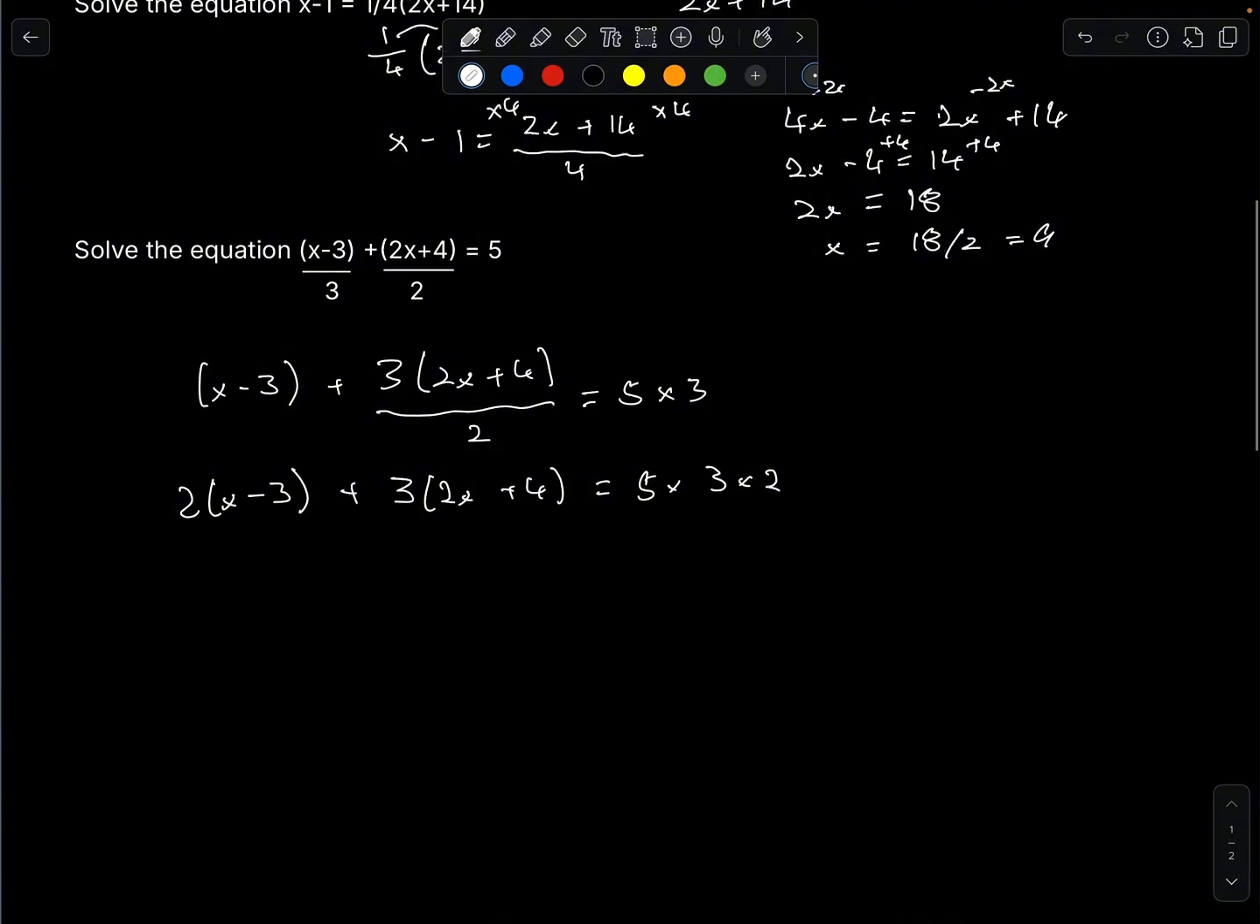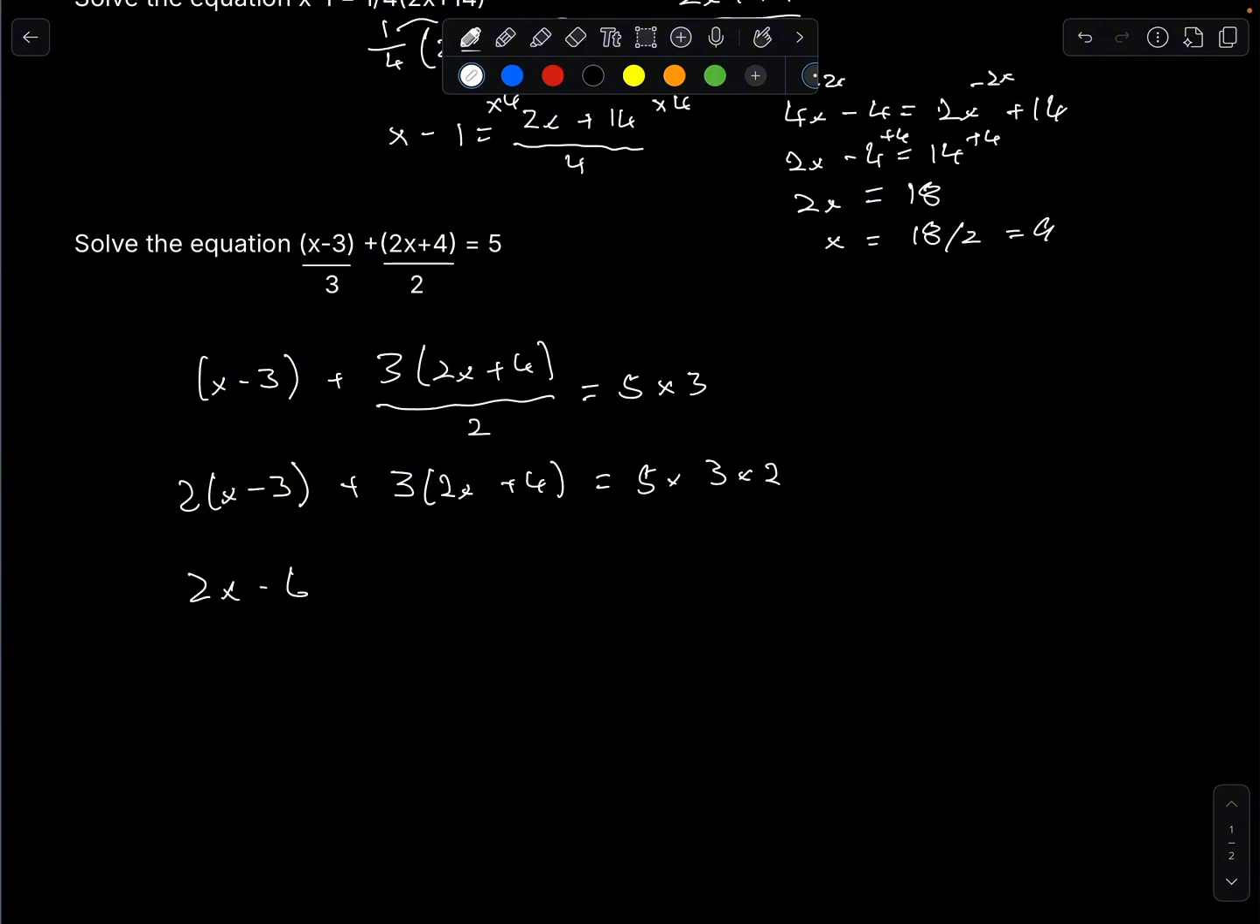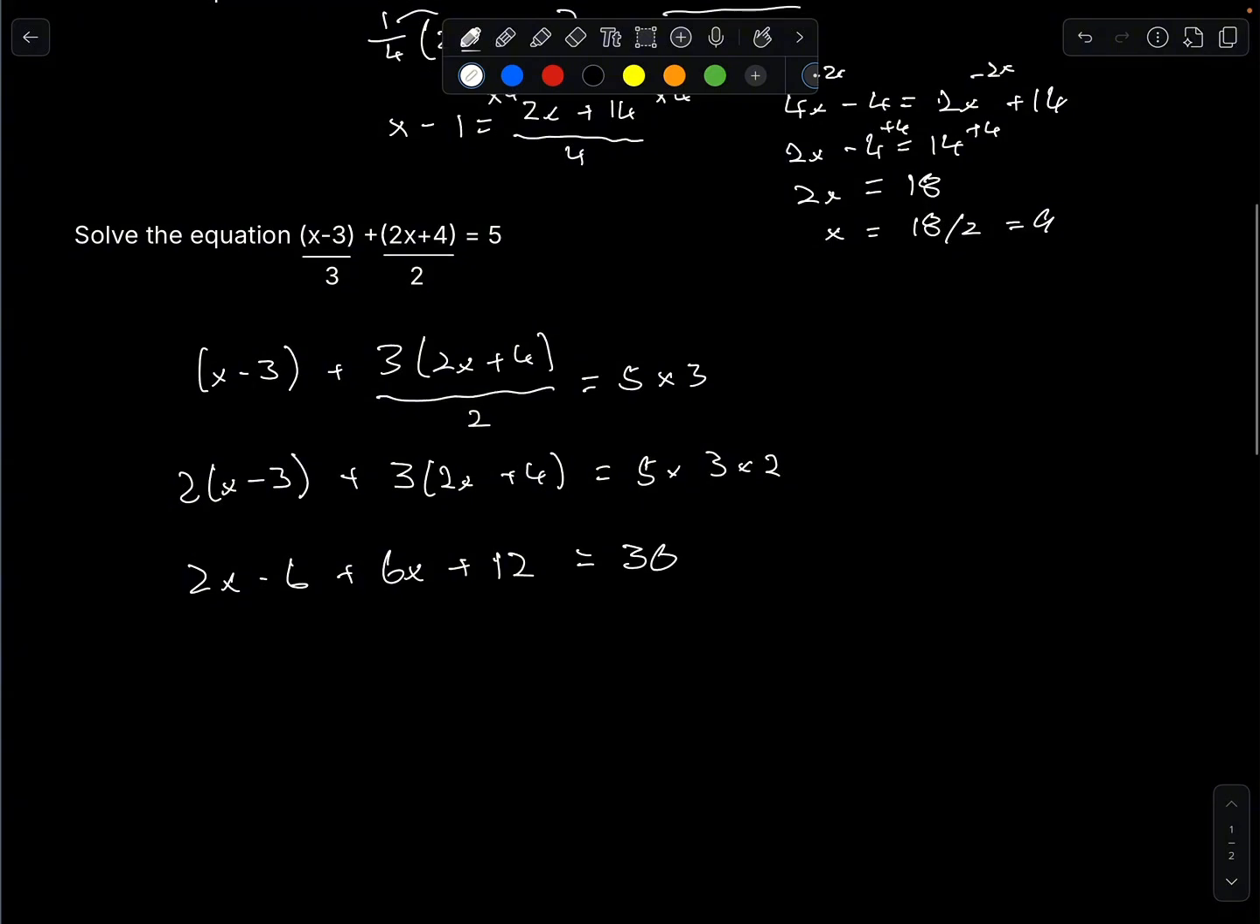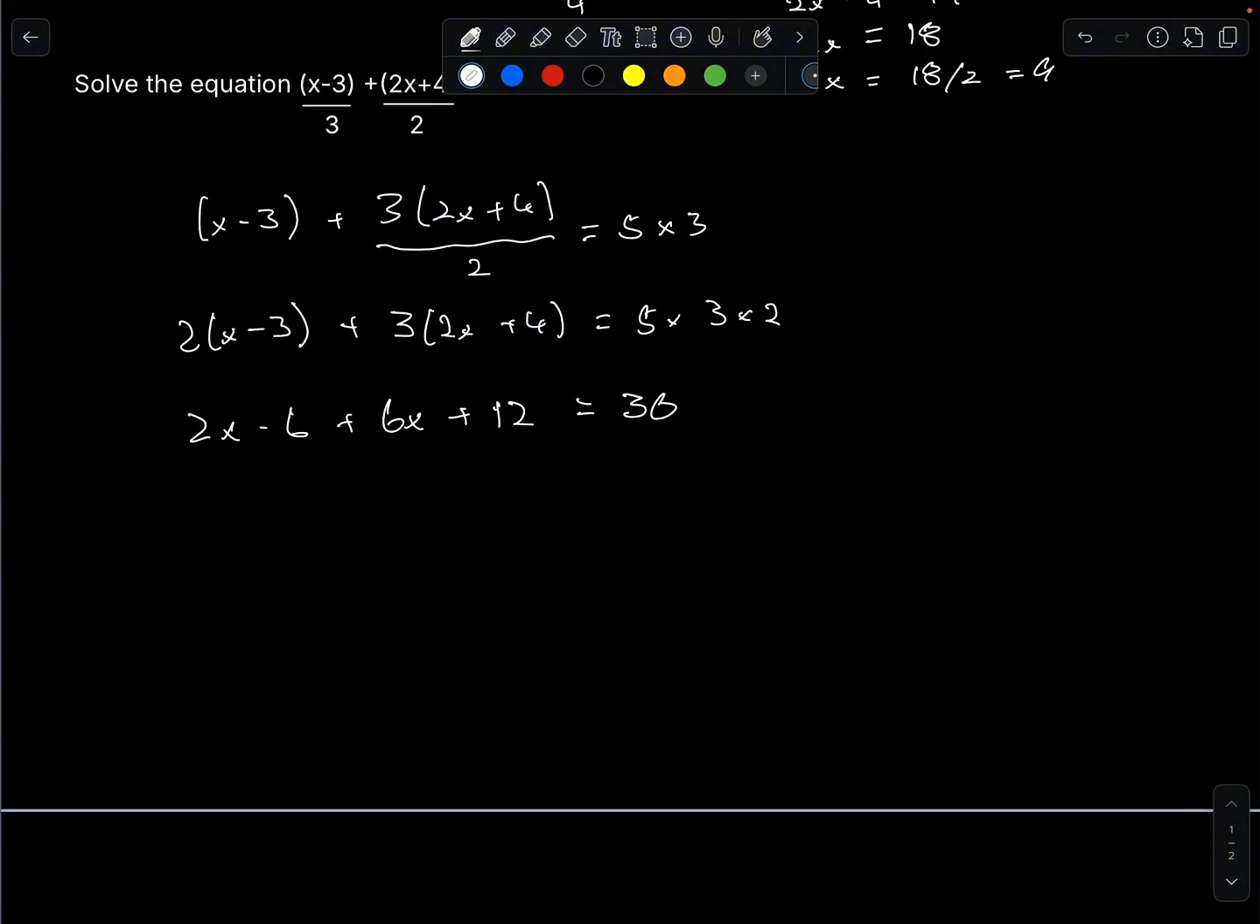So now let's simplify this all down. We're going to have 2x minus 6 plus 6x plus 12 equals 5 times 3, which is 15, times 2, 30. Then we can add together. So we have 8x plus 6 equals 30. Now let's minus 6 from both sides. We have 8x equals 24. And then, to get our final answer, we're going to divide both sides by 8. 24 divided by 8 equals 3.